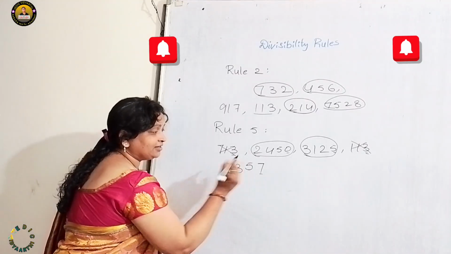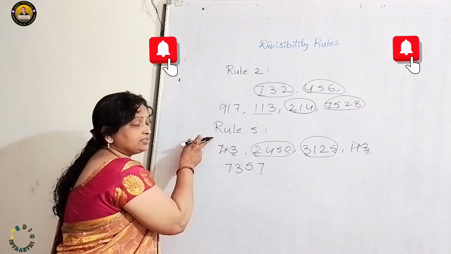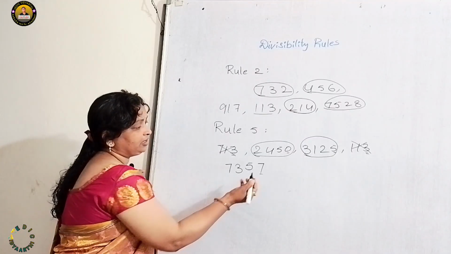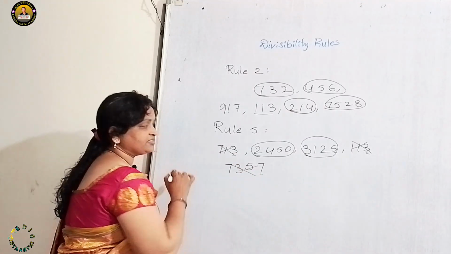If I take 7357, what is the last digit? 7. What is the divisibility rule by 5? The last digit should be either 0 or 5. But here 7 is there, so it is not divisible by 5.